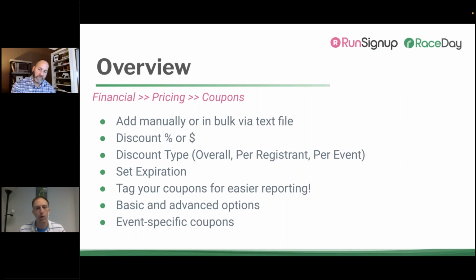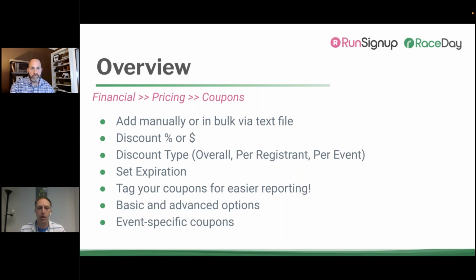You can add bulk codes for various sponsors. That way each sponsor has their own coupon code. They can use it X amount of times. You can do a percentage discount, a dollar discount. And whenever you do a coupon, you want to give it a tag, and think of a tag as a category.